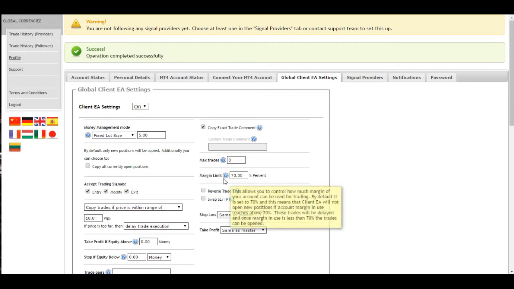Margin limit. All right. This allows you to control how much margin of your account can be used for trading. And your margin levels are really determined by your broker. Some have as low as 20%, some have 50%, so you really need to know your broker's settings. By default, this is set to 70%, meaning it won't open new positions if your account margin in use reaches above 70%.